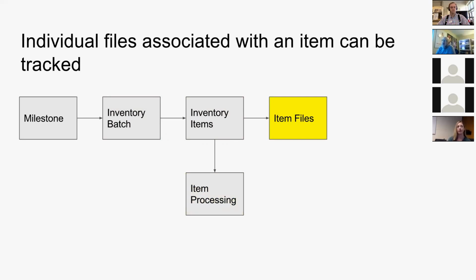We also have a mechanism for tracking individual files associated with an item. This is really designed for capacity planning. If we had large collections of offline digital content, we just wanted to track how much we expected to send in a given year.